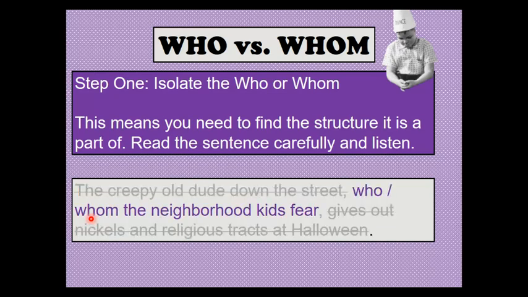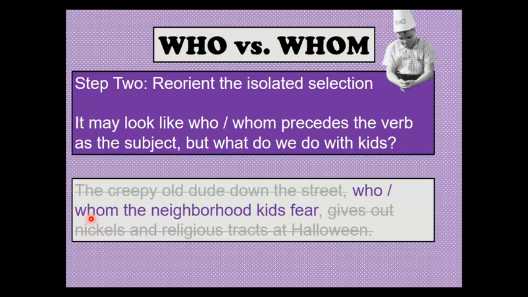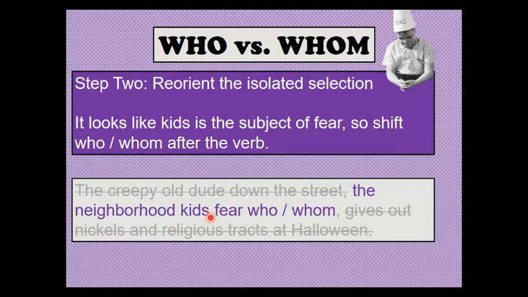All right, so here it is. Who or whom the neighborhood kids fear. Second step, reorient it if it needs to be reoriented. Well, think about it. Who, whom the neighborhood kids fear. Fear is a verb. And if I treated who or whom as the subject, I wouldn't know what to do with the word kids, because I'm not saying who or whom fear kids. What I'm really saying is the neighborhood kids fear who or whom. So I have to move this guy. Because think about it, who or whom is really referring to the old dude. So what I'm really saying is the neighborhood kids fear the old dude.